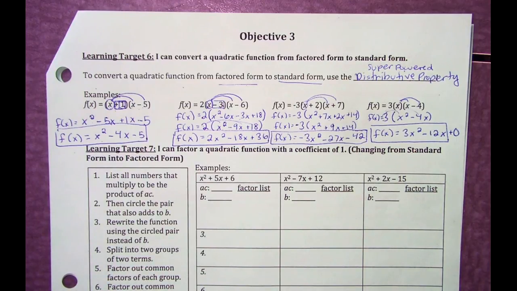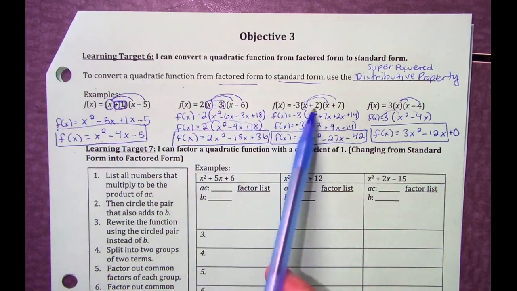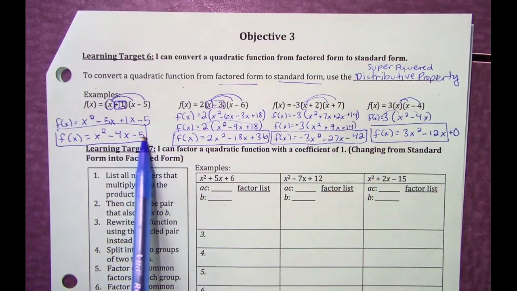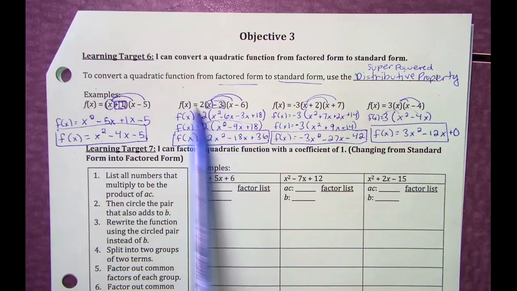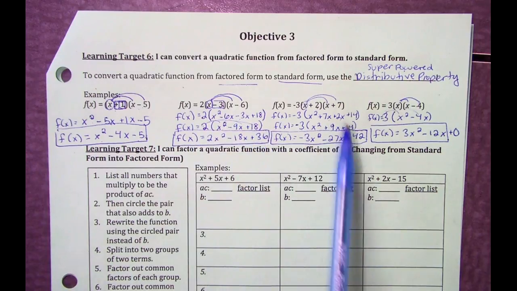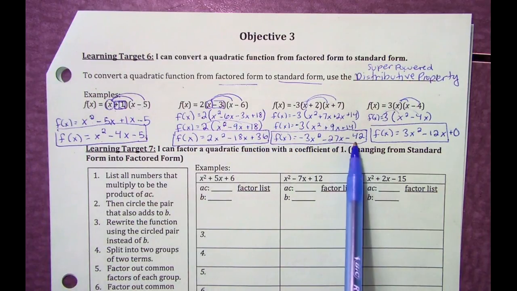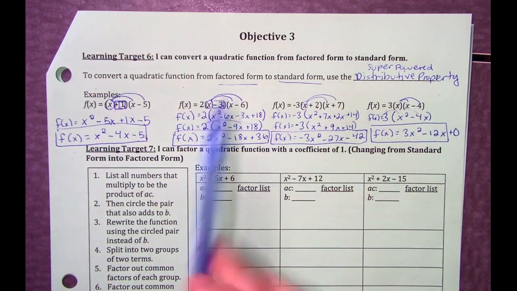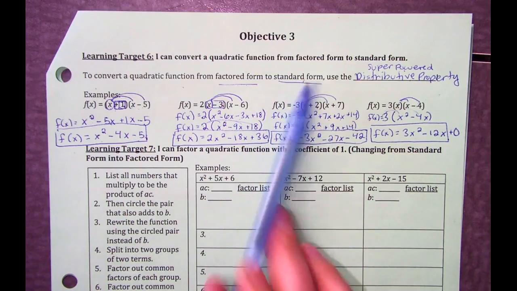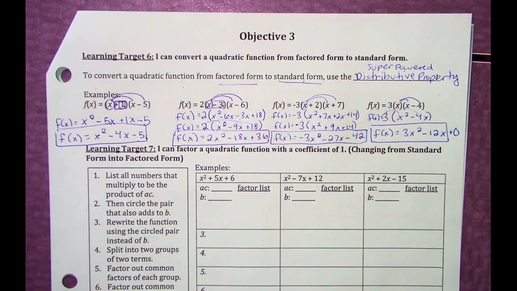Okay, so if we wanted to know what the y-intercept of each of these equations were, the y-intercept here would be negative 5. The y-intercept of this equation would be 36. The y-intercept of this equation would be negative 42. And the y-intercept of this equation would be 0. And that is how you switch from factored form into standard form, by using the superpowered distributive property.